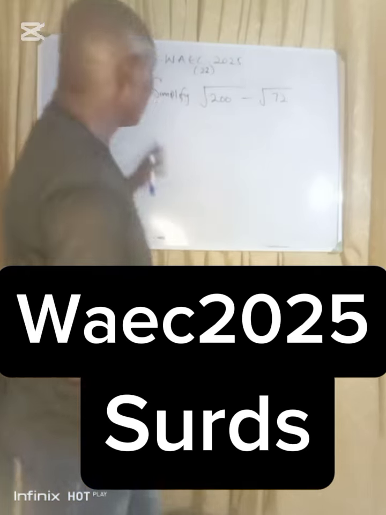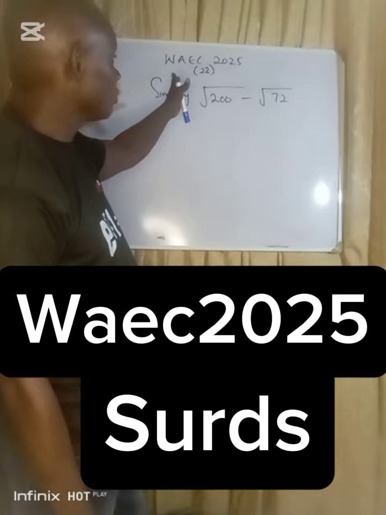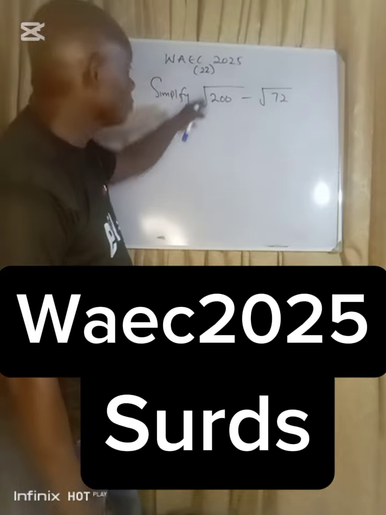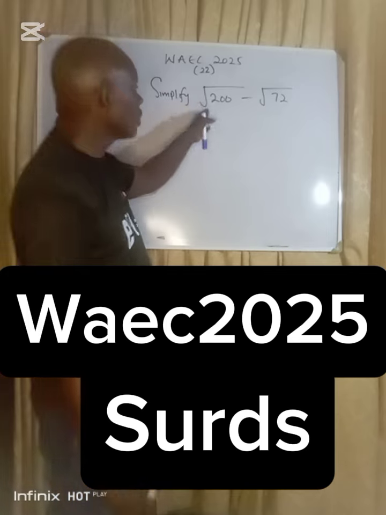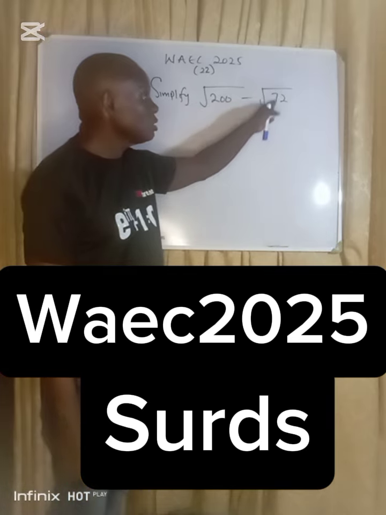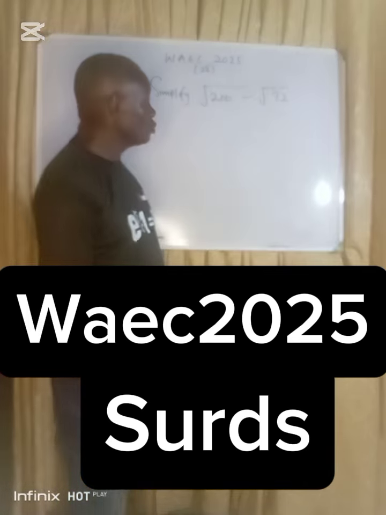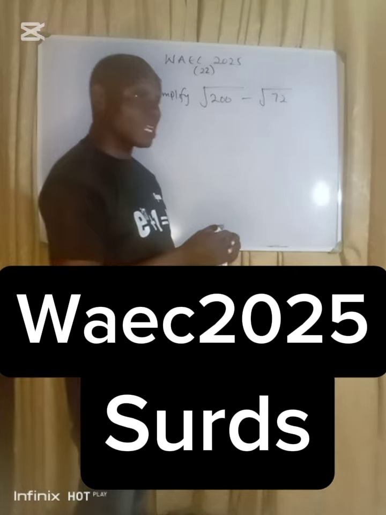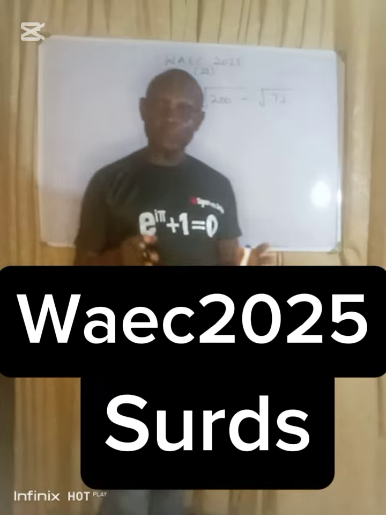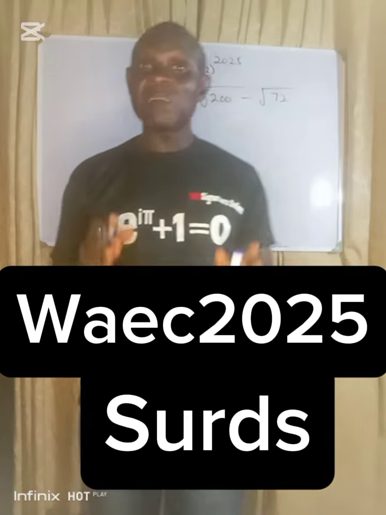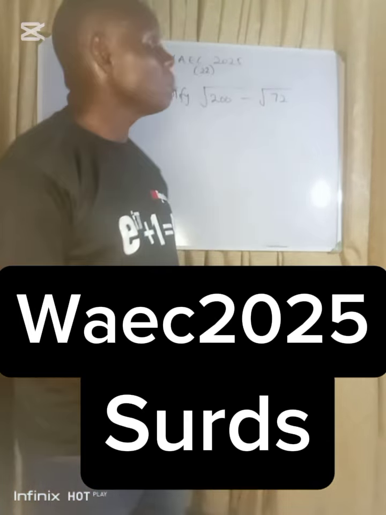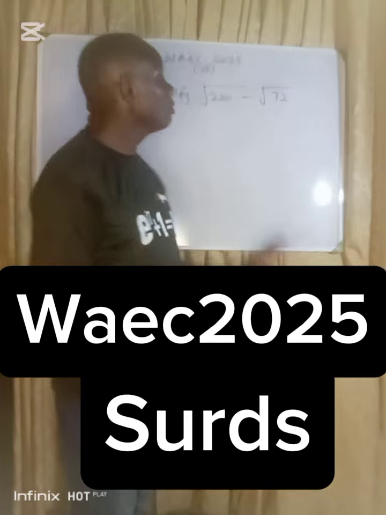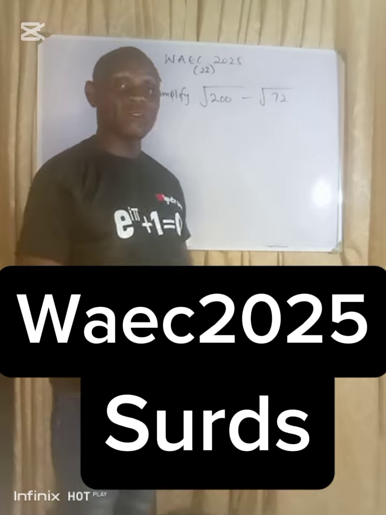We have a problem on the board. It's from the just concluded WAEC 2025, question number 22. Simplify the square root of 200 minus the square root of 72. Now, this is a surd problem. And what are surds? Surds are values that do not have a perfect square root. So mathematicians have developed a way of evaluating this kind of problem.